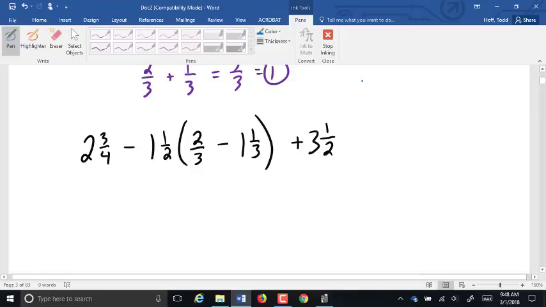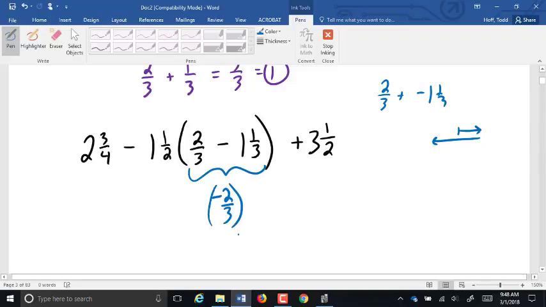Okay, so we have enclosing symbols. We have the parentheses. We have to do 2/3 minus 1 1/3. Now this is going to be negative, isn't it? Think of it as 2/3 plus a negative 1 1/3. It's positive 2/3, negative 1 1/3. It ends up being negative 2/3. I'm leaving it in parentheses just so we can keep it separated as a negative.